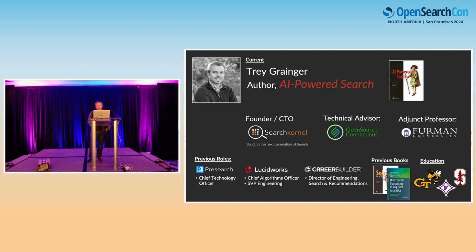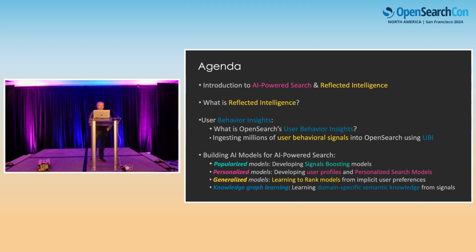The agenda for today: first of all, we're going to introduce AI-powered search and the concept of reflected intelligence. I'm going to briefly introduce user behavior insights and talk about how it works. And then we're going to get quickly into building AI models for AI-powered search. I'm going to talk about 4 different kinds of models: popularized relevance models, like signals boosting models; personalized relevance models, like building user profiles and doing personalized search, and collaborative filtering; generalized models like learning to rank; and knowledge graph learning models like domain-specific semantic knowledge graphs.